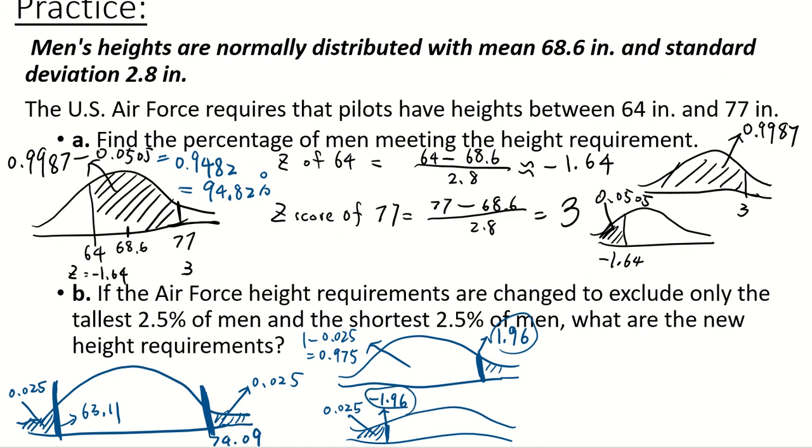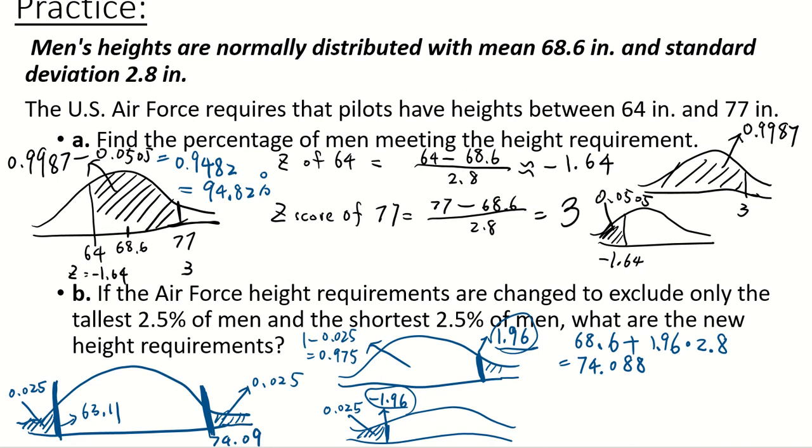How do we find the height requirements? The value with a z-score of 1.96 is 1.96 standard deviations higher than the mean. So it should be the mean, which is 68.6, plus 1.96 times the standard deviation, which is 2.8. Let's do this calculation, which is 74.09 when rounded.